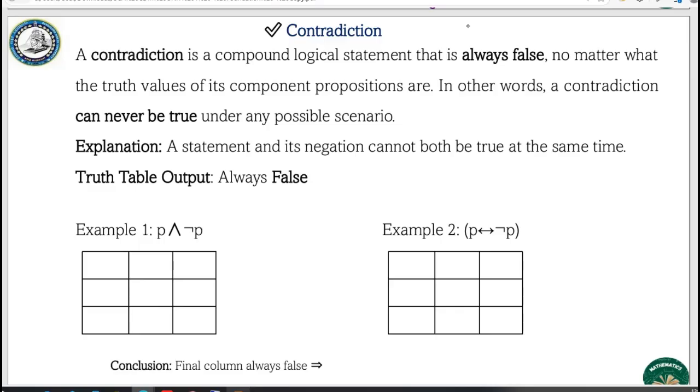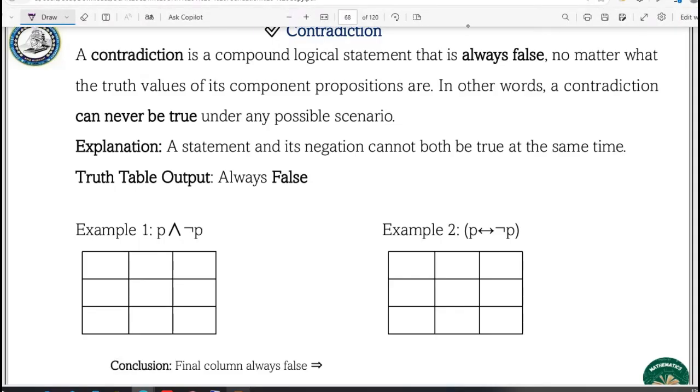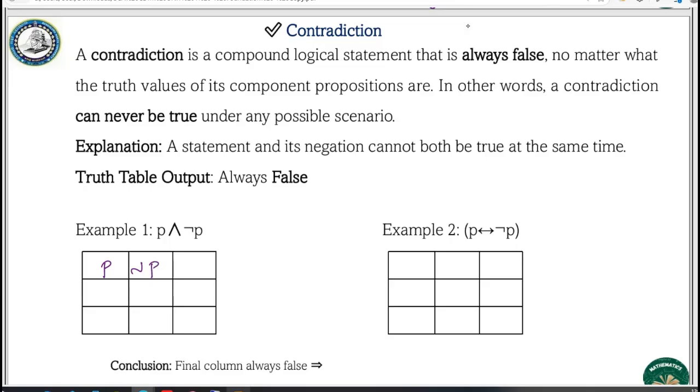Now let us prove some problems for this. So here we have P, negation P, and then P and negation P. If P is T, negation P will be F. If P is F, negation P will be T. Now we have to check for the condition AND. AND is nothing but T and T gives you T. So here we don't have any value which is the same, therefore it is false. So here, since the values are false, it is a contradiction.